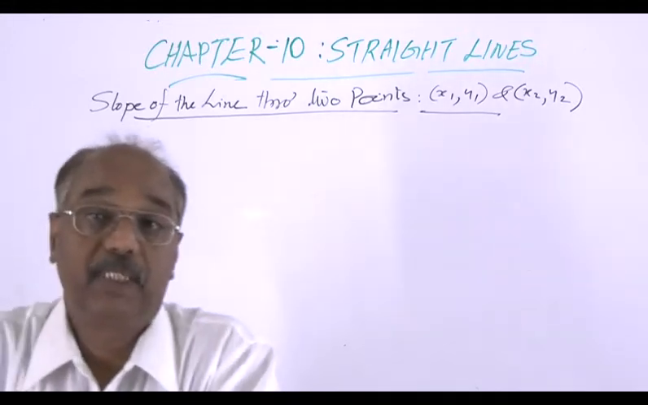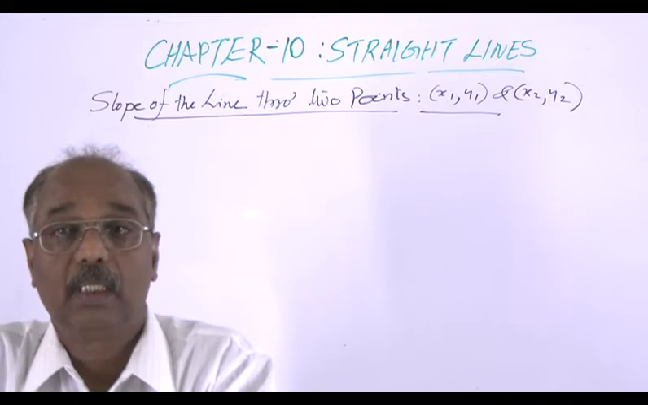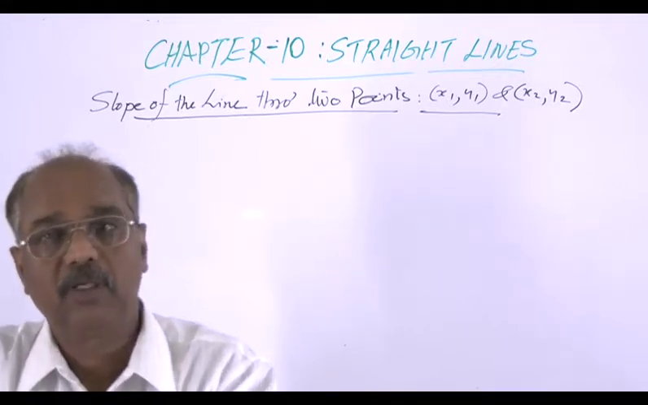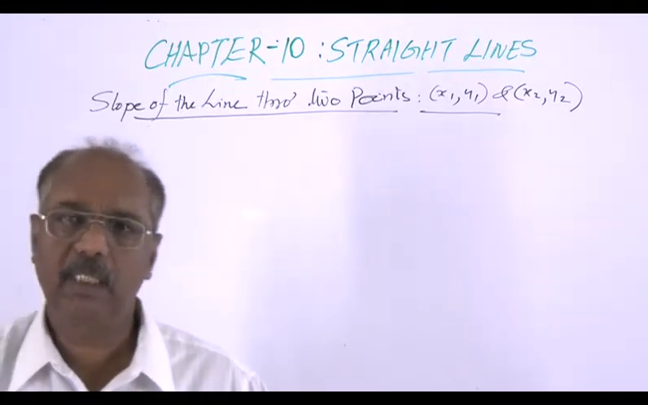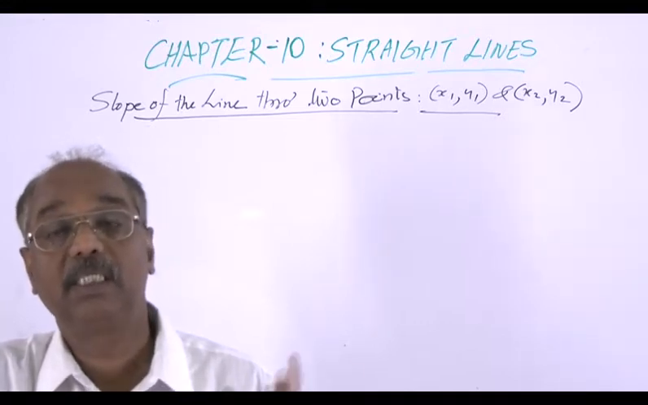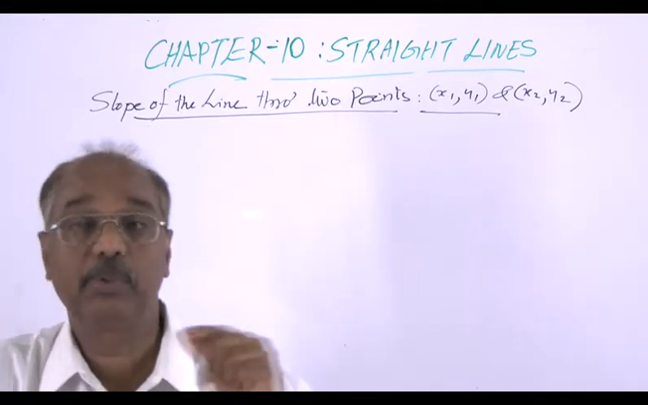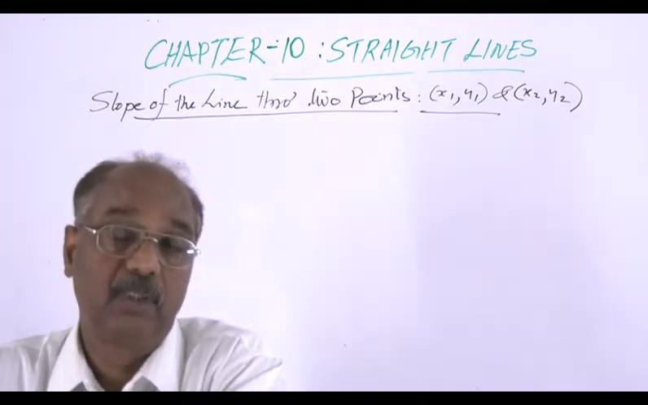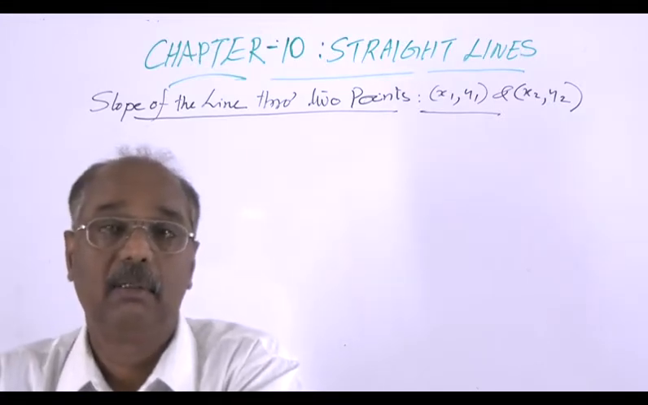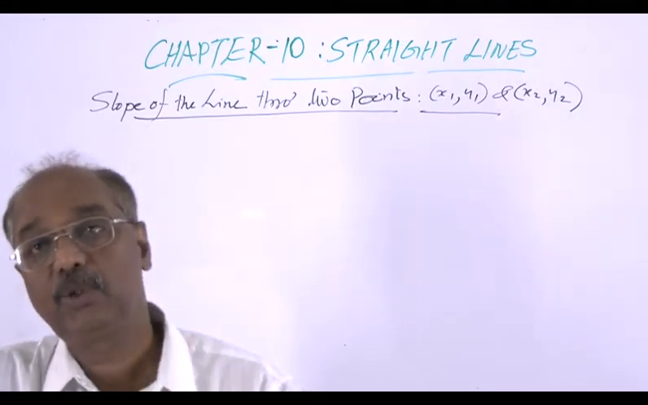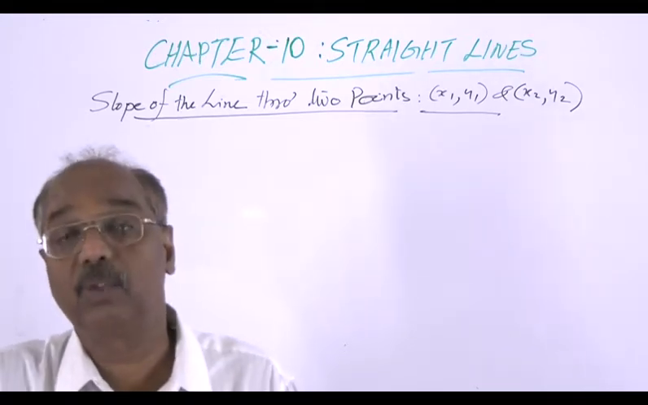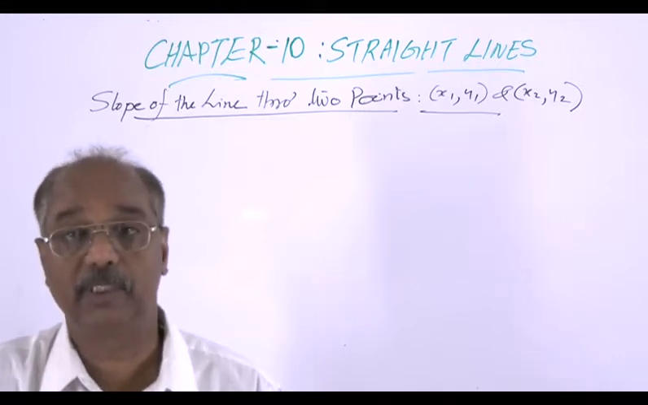Now, the slope of the line through 2 points x1, y1 and x2, y2. These can be any 2 points. So the slope can be obtained using the coordinates of these 2 points, x1, y1 and x2, y2. We can have the slope of a line passing through any 2 points in terms of the coordinates x1, y1 and x2, y2.